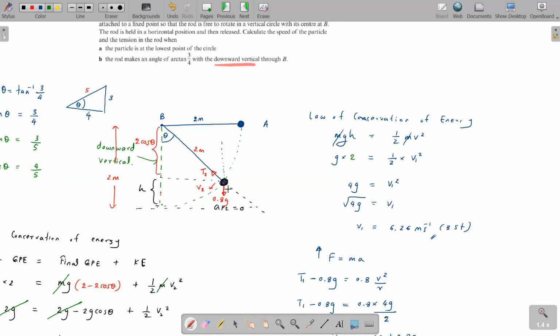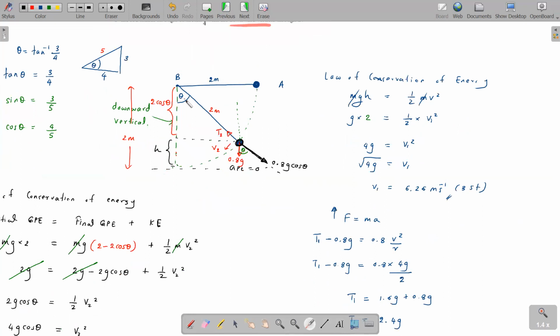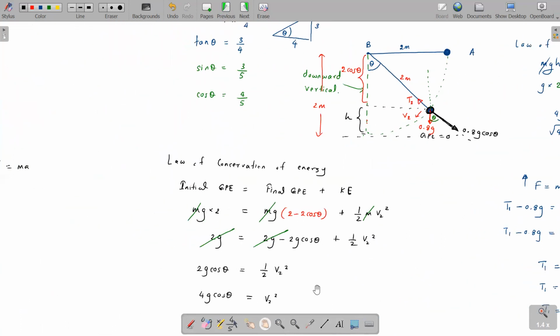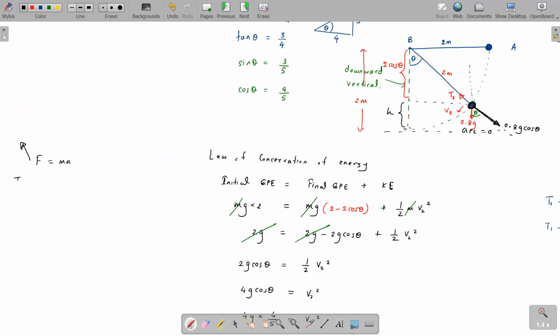So as I told you, the theta comes over here, right? This theta, because of corresponding angles, and you get over here the resolving 0.8g cos theta. So that's the factor I require. The theta came here through corresponding angles. So now we'll apply F equals ma towards the center. So you can see T2 is towards the center minus 0.8g cos theta. T2 minus 0.8g cos theta equals ma.